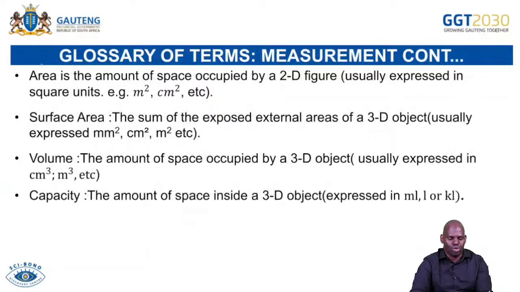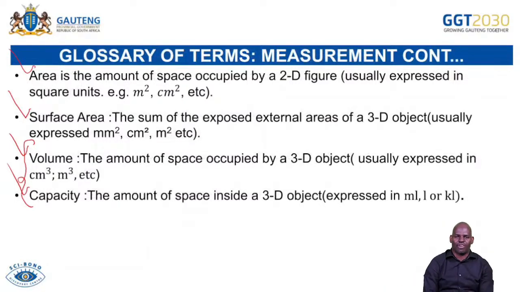Right? Then of course, you must know what we mean by an area. You must know what we mean by a total surface area. You must know what we mean by a volume. You must know what we mean by a capacity. In most cases, the examiners would ask you the difference between volume and capacity. So you must know the difference between the two, because they know that most of you are actually confusing the two.